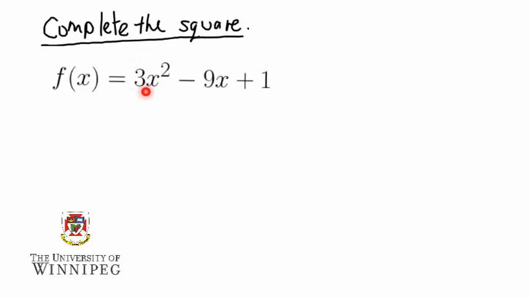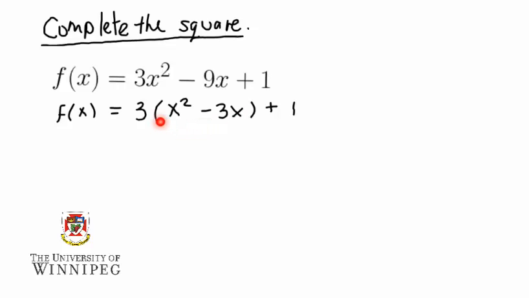Next, let's take a look at an example where we have a coefficient in front of our x squared term. In this case, the first step that we have to do is factor out this 3. And I'm only going to factor it out from the x squared term and the x term. I'm going to leave this plus 1 as it is. I don't need to factor out 3 from my constant term.